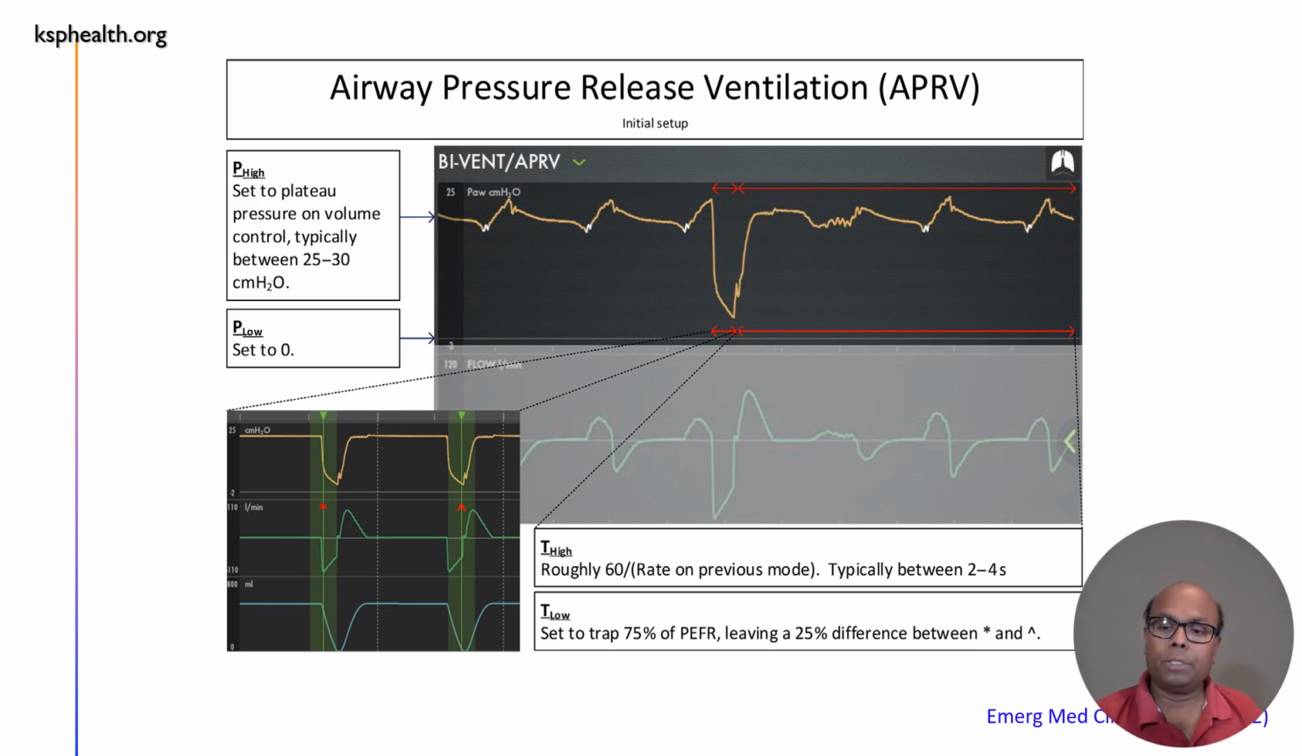T low is how long you allow the release, trapping the peak expiratory flow rate. Typically 0.4 to 0.6 seconds. Start with 0.4 and change as needed based on oxygenation and the blood gas. It is very important in a bilateral hypoxemic respiratory failure. Airway pressure release ventilation definitely helps in keeping the alveoli recruited.